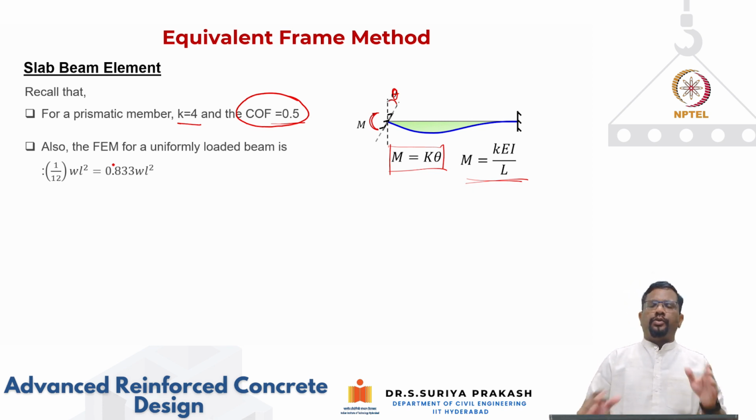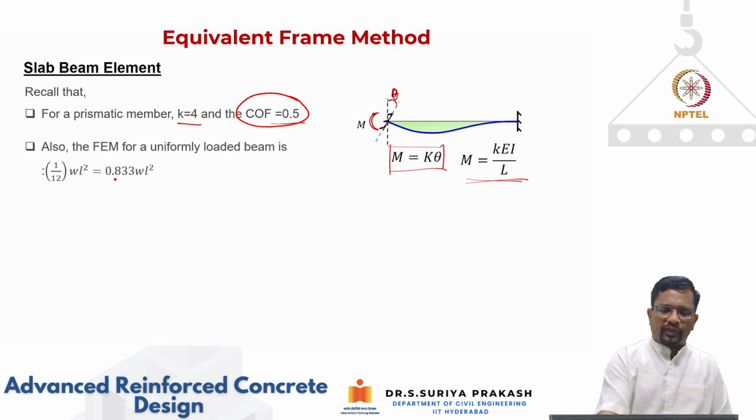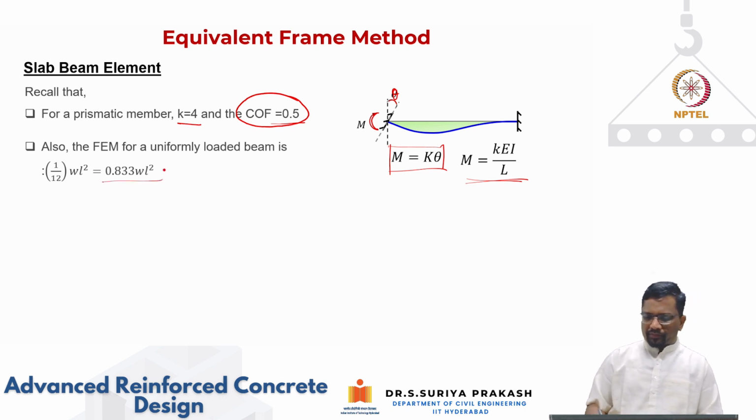But you don't explicitly do this unlocking and locking of the joint; what you do is you try to balance the moments in the joint. Okay, that is in a way rotating the joint to the desired level that we want. Okay, so anyway, for a prismatic system, you are going to have a k factor of 4 and a carryover factor of 0.5 and a fixed end moment of WL square by 12.